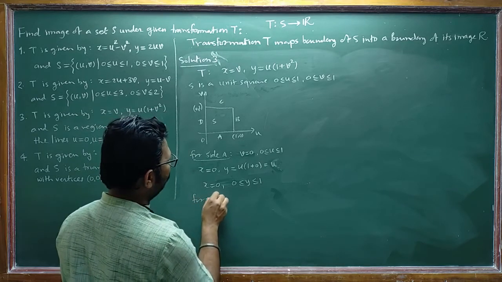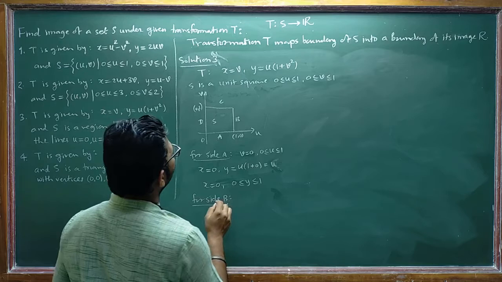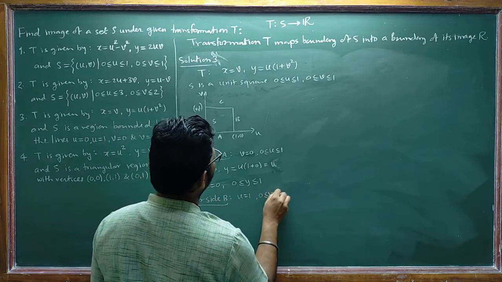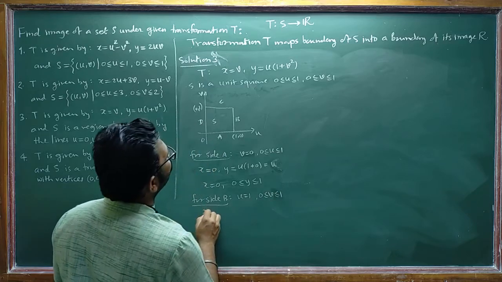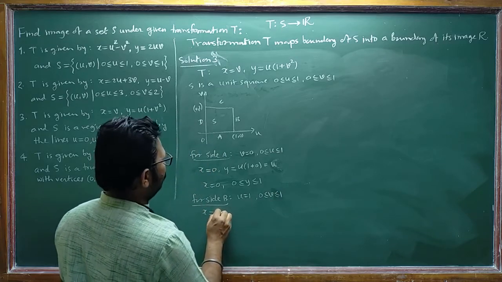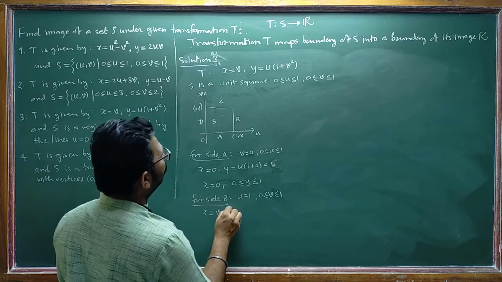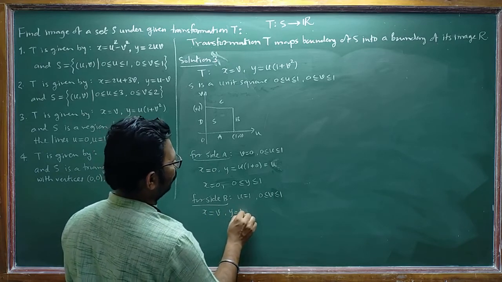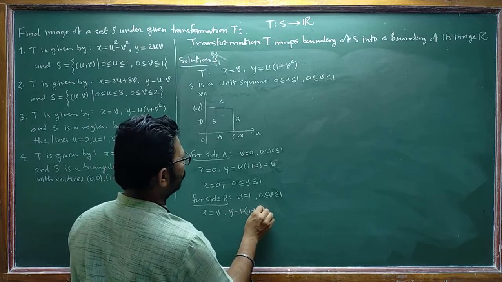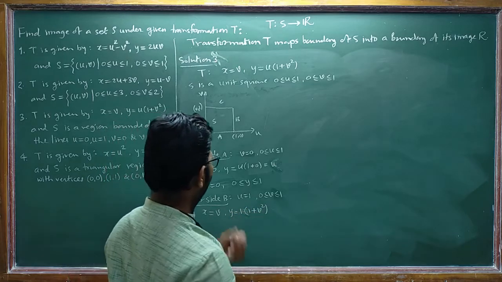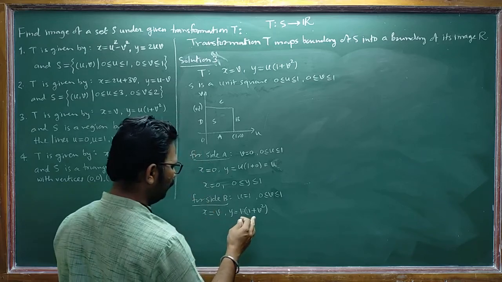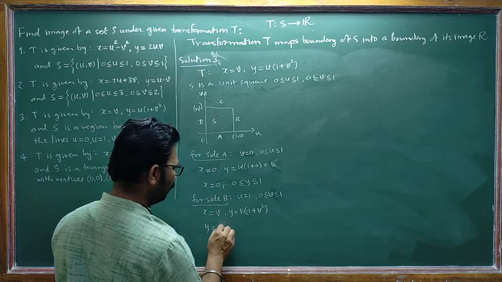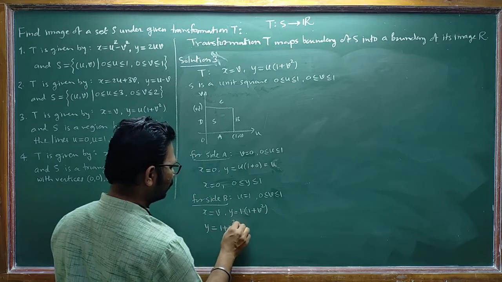So for side B, what the equation is U equal to 1 and V varies from 0 to 1. Okay, so the equation represents x is V and y is U times 1 plus V square. So eliminate V. So it is easy to write y equal to 1 plus V square means 1 plus x square.